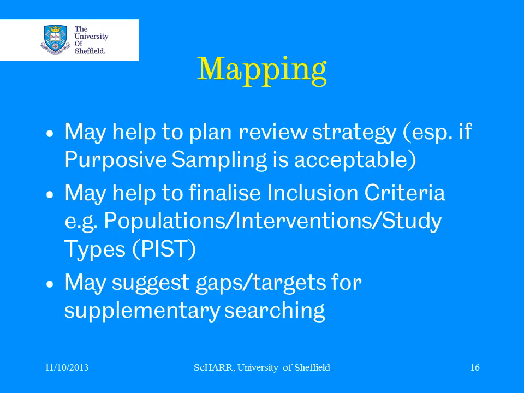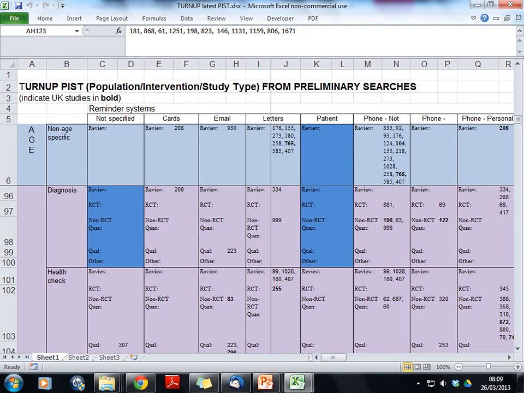Increasingly, we're seeing the importance of mapping as a first stage. This is particularly important if you haven't finalised the inclusion with your commissioner, and so getting an initial picture of how the evidence is distributed will help to make some of these decisions and to negotiate what will be included. And this population intervention study type matrix shows how studies are distributed across different populations and different interventions, and so we can make, for example, a decision not only on which study types to include but also on how to divide up the workload.